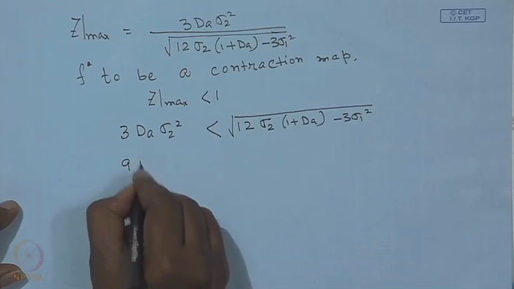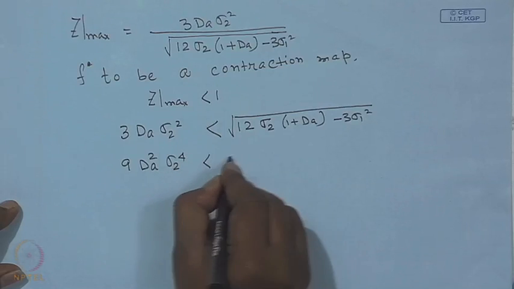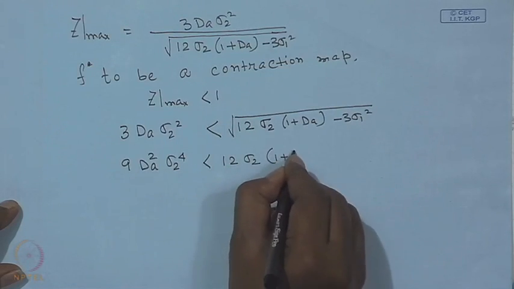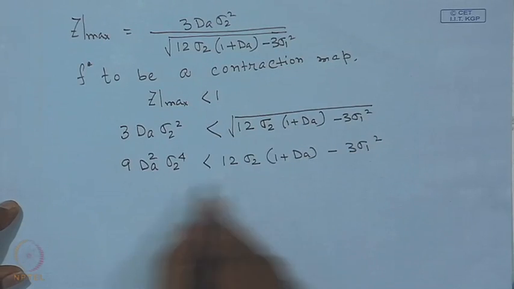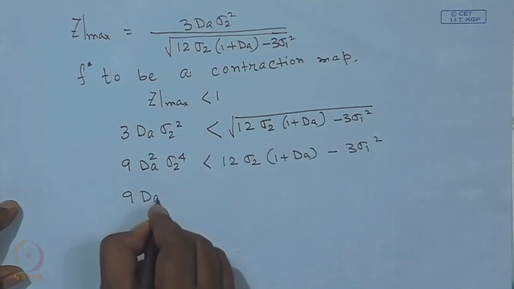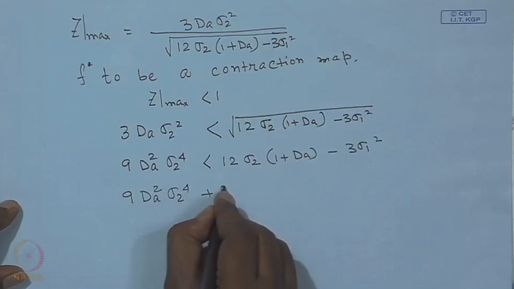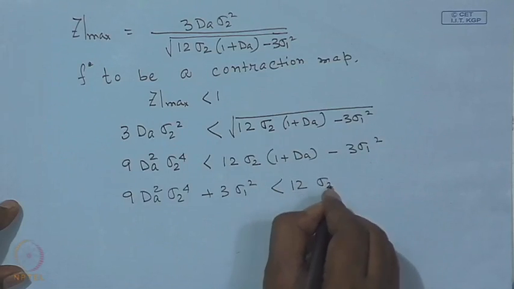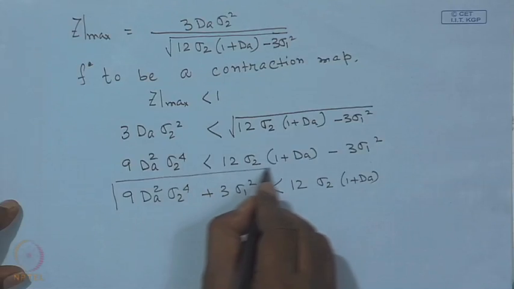So, it becomes 9 dA square sigma 2 to the power 4 is less than 12 sigma 2 into 1 plus dA minus 3 sigma 1 square. So, therefore, to make it a more amenable form, dA square sigma 2 to the power 4 plus 3 sigma 1 square should be less than 12 sigma 2 into 1 plus dA.